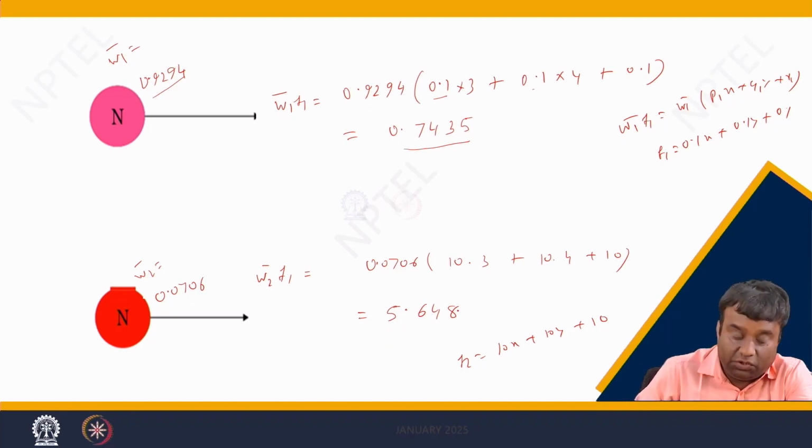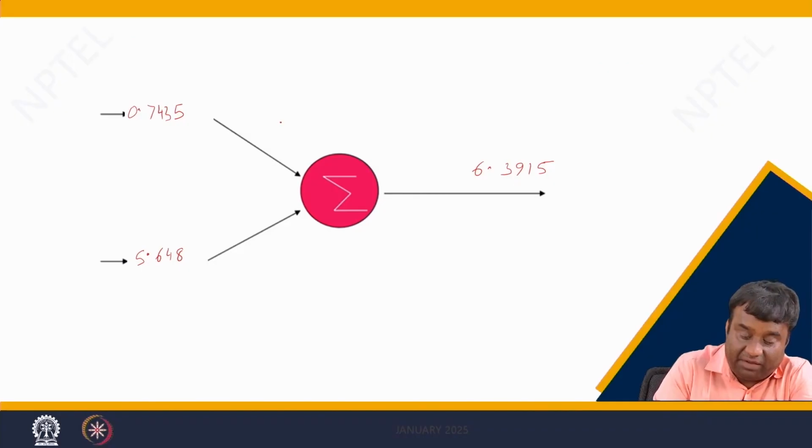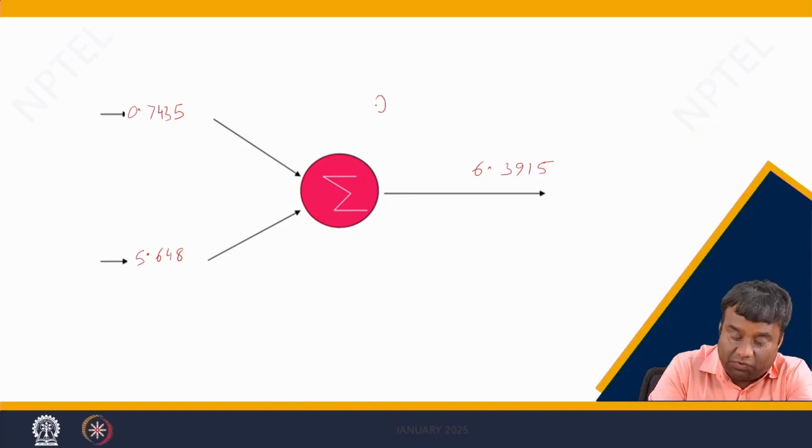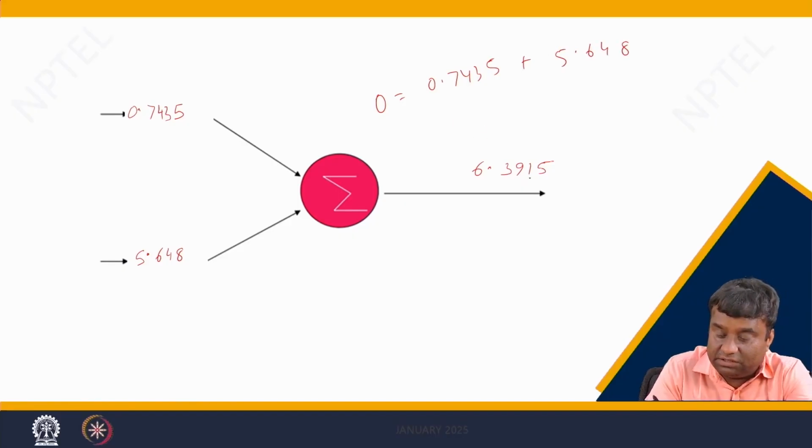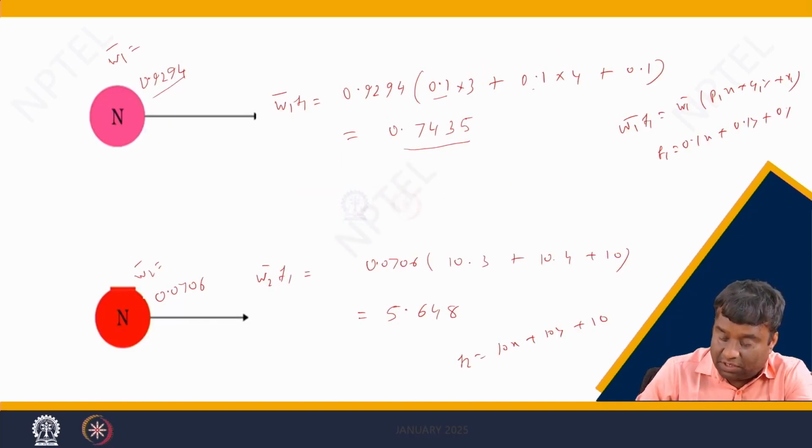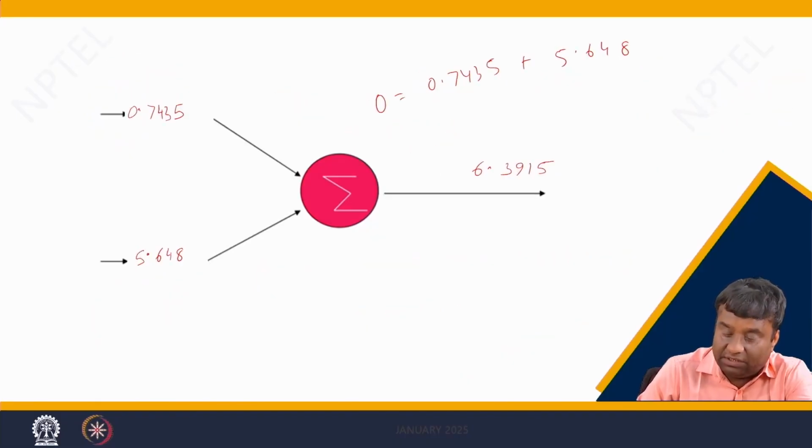Now we need to move to layer 5. Layer 5 is the summation, so the output equals 0.7435 plus 5.648. If you add these two, you will get 6.3915. Just add it. So 5.648 here it is. Okay, if you add it, you will get this thing.